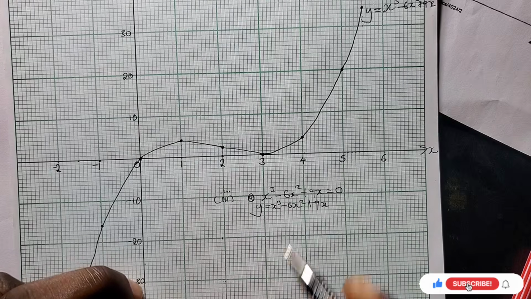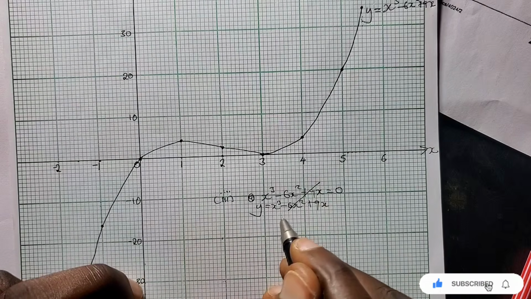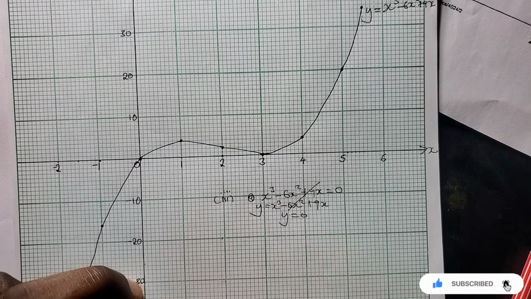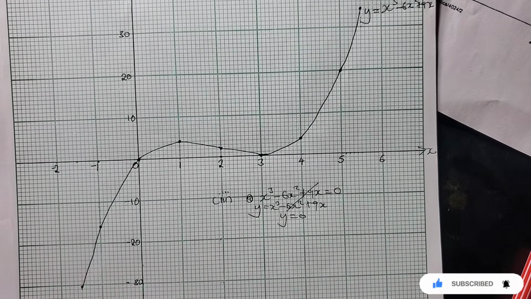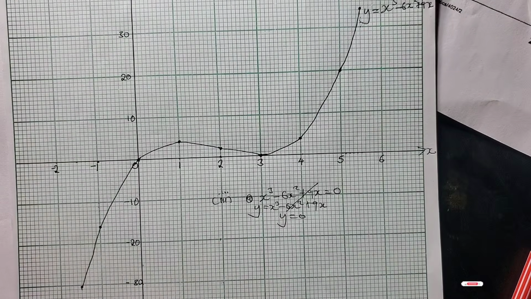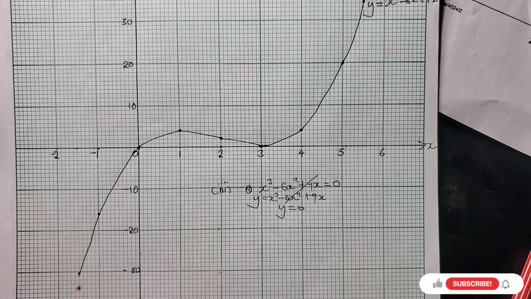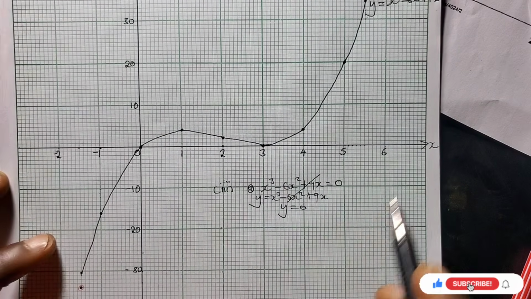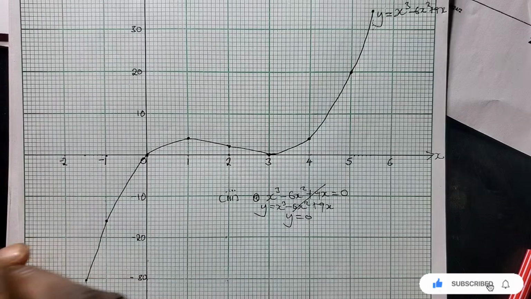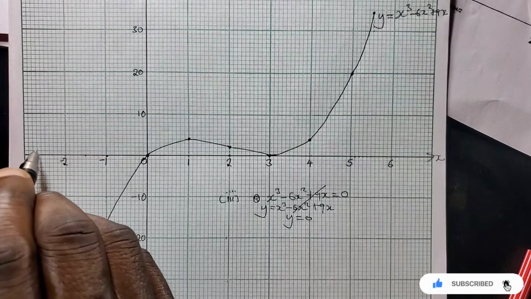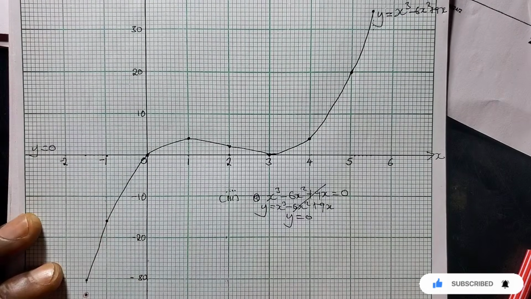When it's just the same, just cancel this and it will be y equals 0. Now when y equals 0, what is the value of x? You draw the line where y equals 0, and it's already drawn in the x-axis. So just indicate that this is y equals 0.